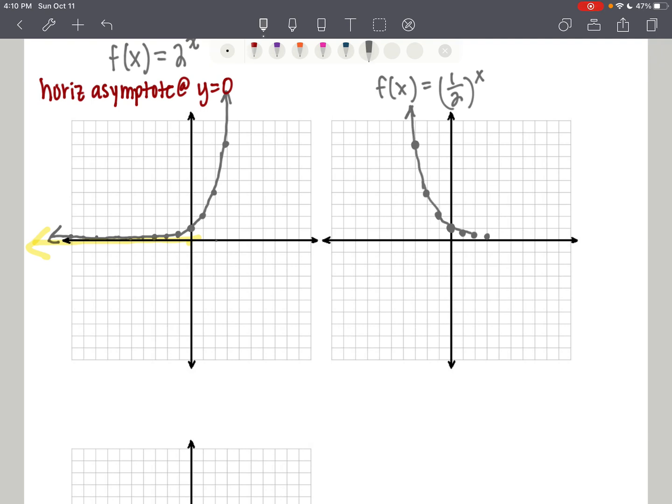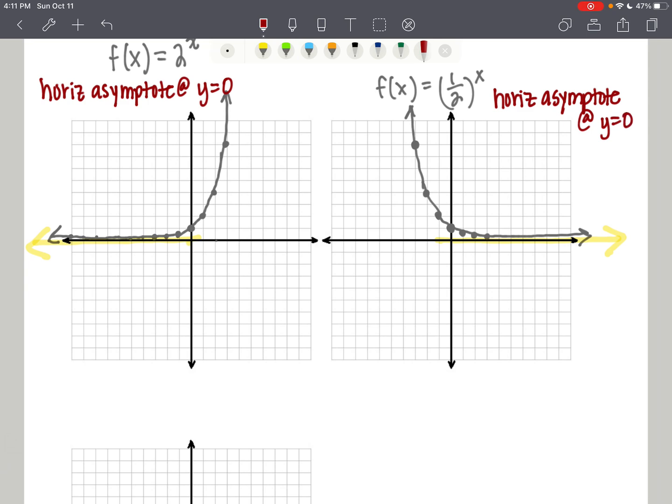This exponential graph actually models decay. It too has a horizontal asymptote at y equals 0, but this time that horizontal asymptote is only applicable as x gets large, going towards positive infinity.